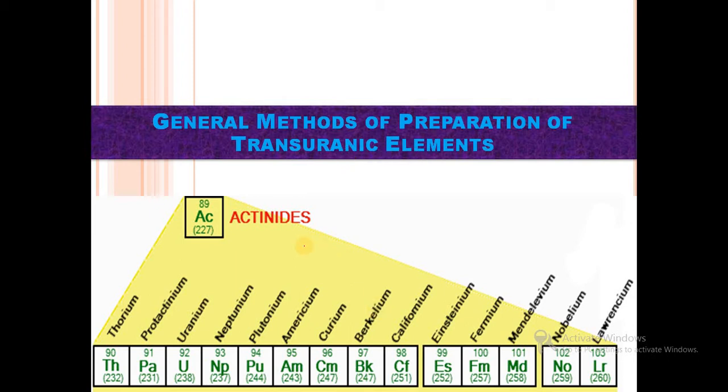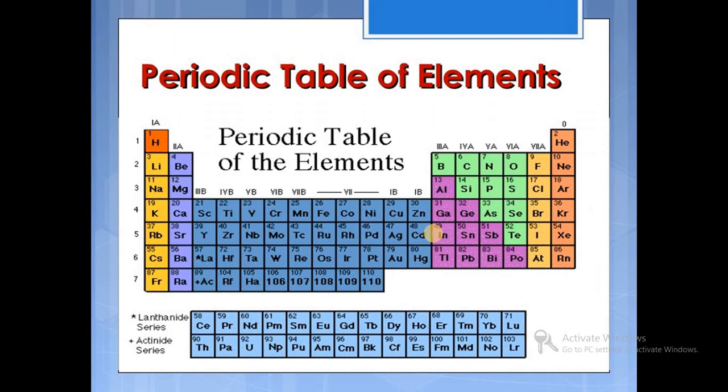Transuranic elements means man-made elements, elements which are prepared in the laboratory, and which occur after uranium, that is neptunium to lawrencium, are called transuranic elements. Already we know that in the periodic table, the actinide series is kept at the bottom of the periodic table, and this bunch of 15 elements is called the actinide series.